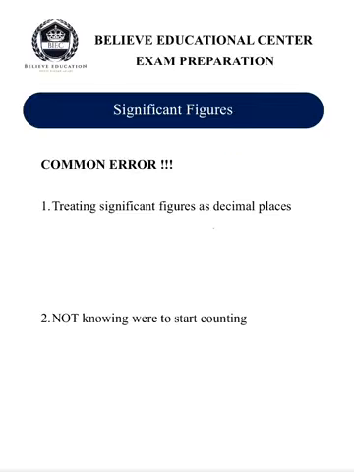There are some common errors that students face, especially in exams. Number one, they treat significant figures as decimal places. For example, you have 0.00372 and you're asked to put it to two significant figures. Most students treat this number as decimal places rather than significant figures and try to count from decimal places. Counting on decimal places is a wrong way to do it.